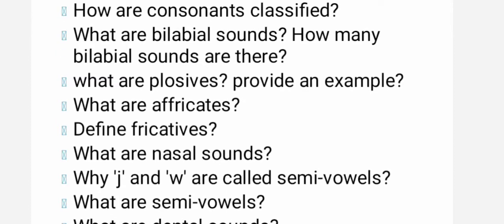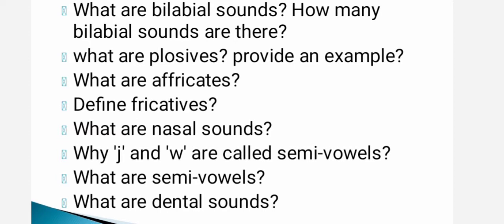Next, what are nasal sounds? Nasal or nasalized sounds are sounds whose production, otherwise we can say, the airflow goes through the nasal cavity, right? The airflow through the nasal cavity. So they're called nasals or nasal sounds. There are three nasal sounds.